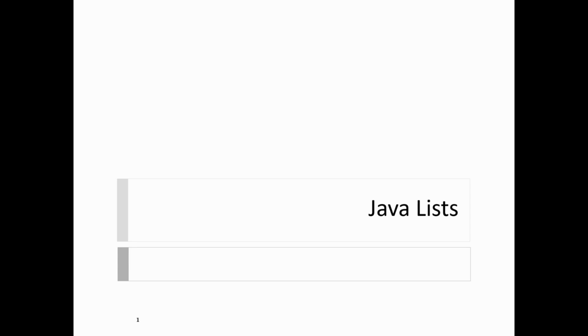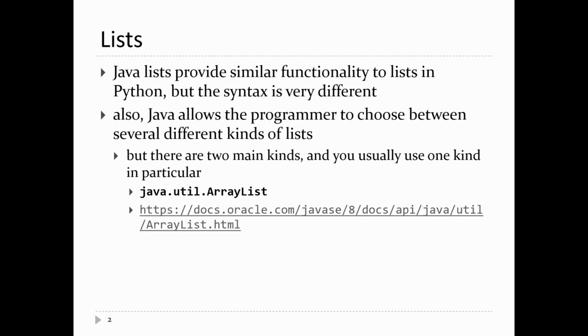Java also has a list type, actually several list types. So lists in Java also exist. The problem is Java lists are harder to use. It's more cumbersome to use a Java list than it is to use a Python list. However, they do provide similar functionality. The syntax is very different, but many of the things that you can do with a Python list, you can also do with a Java list. But remember, a list is not the same thing as an array.